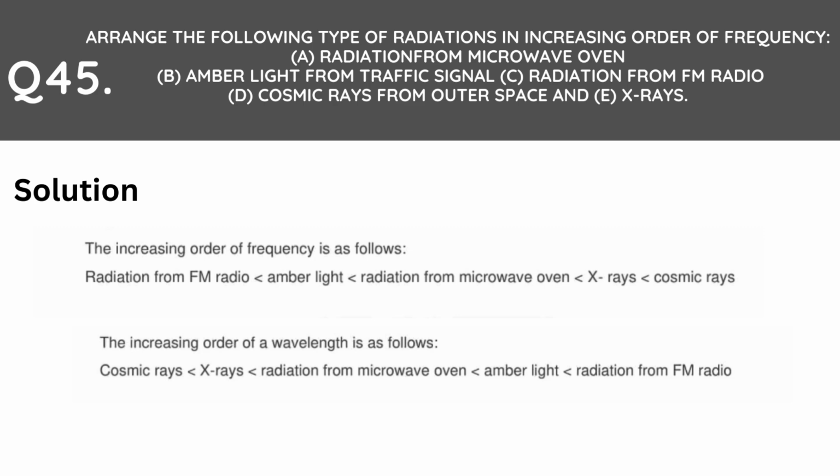Radiation from FM radio, then amber light, then radiation from microwave oven, then X-rays, then cosmic rays. After that, the increasing order of wavelength is as follows. Cosmic rays, then X-rays, then radiation from microwave oven, then amber light, then radiation from FM radio.